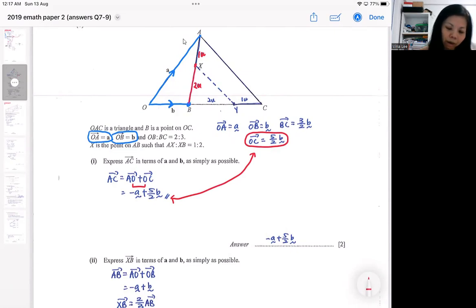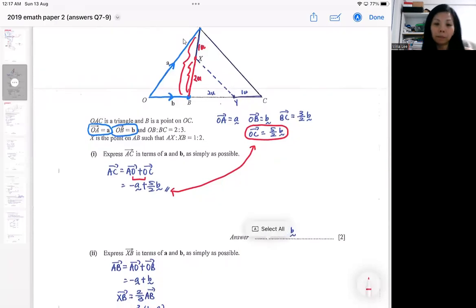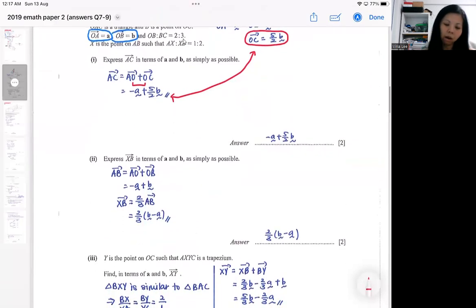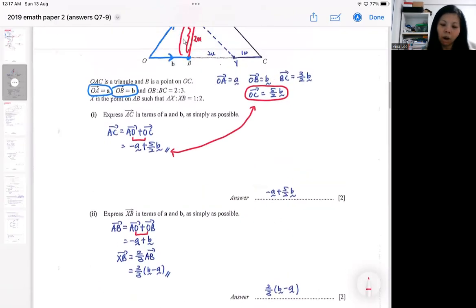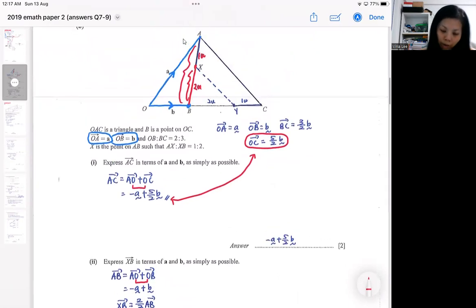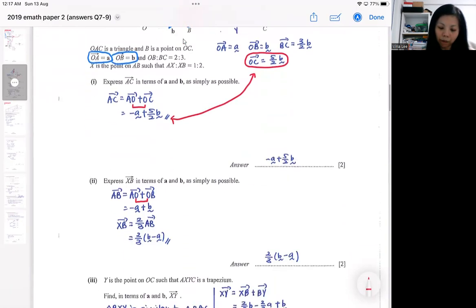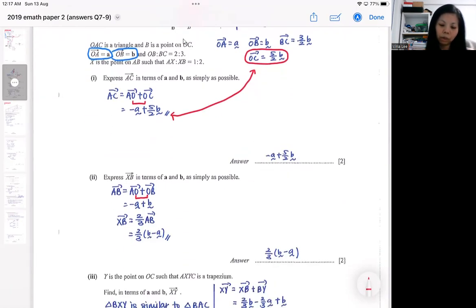So you have to realize XB is actually part of AB. So what I should do is, I should do a fill in the blank for AB first. And then, how is it related to AB? You realize that this is 2 units, AB is 3 units. So in fact, XB is 2/3 of AB. So that's how I get my XB. So please don't forget the tail.